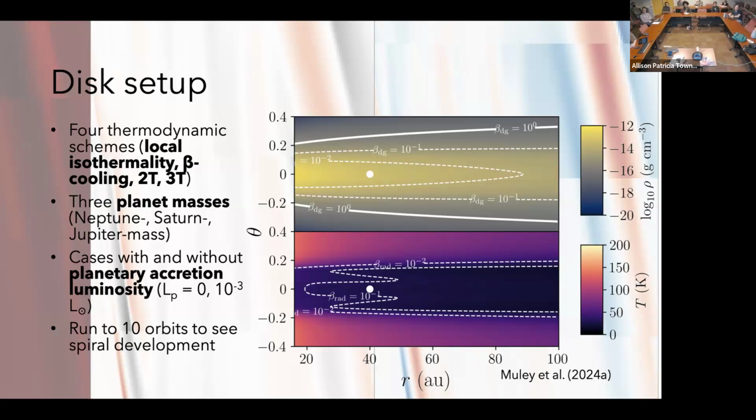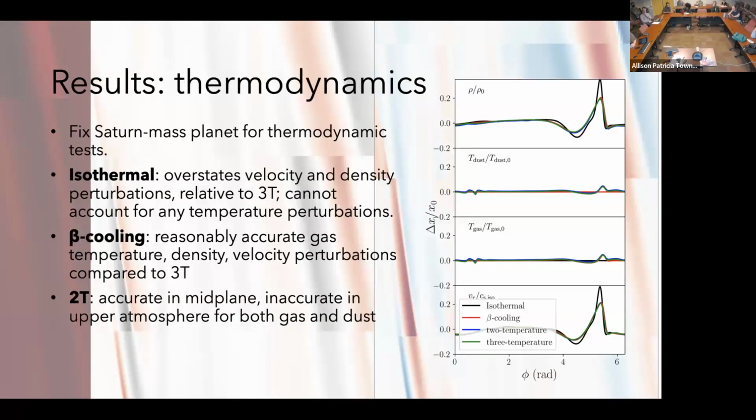We tested 3 different planet masses. Neptune, which is a so-called subthermal planet, so in effect its Hill radius is much smaller than the scale height. Then Saturn, whose Hill radius is about the scale height. Jupiter mass, whose Hill radius is greater than the scale height, to order unity, there is some factor there. And then we tested, interestingly, cases with and without planetary accretion luminosity. So not only do we test luminosity from the star, we also inject a source of heating from the planet. And just to see the spiral development, we ran it to 10 orbits.